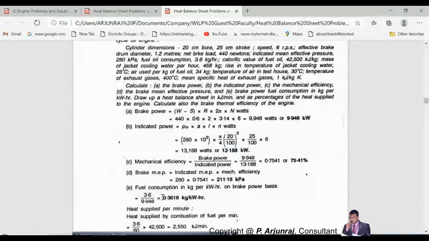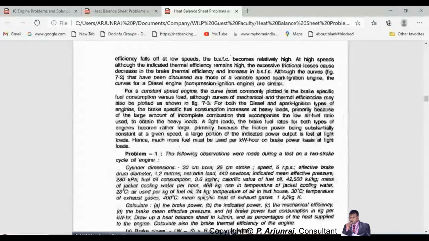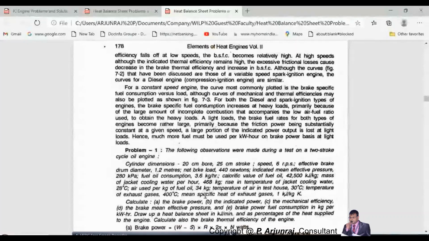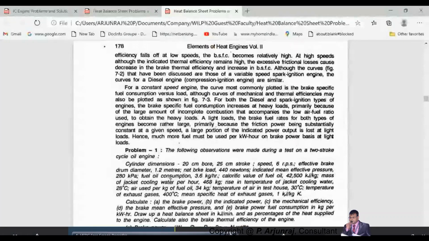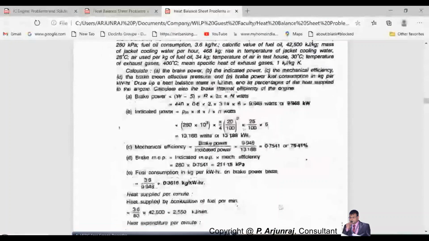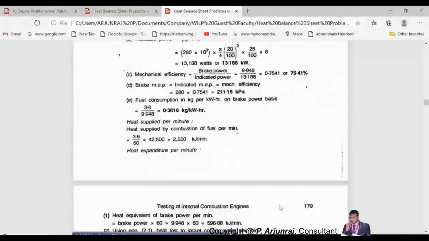So that's why you need to give 3.6 divided by 9.948. In the problem, they have given the 3.6 value, which is nothing but the fuel consumption. They have given 3.6 kilogram per hour. Hope you got this value.